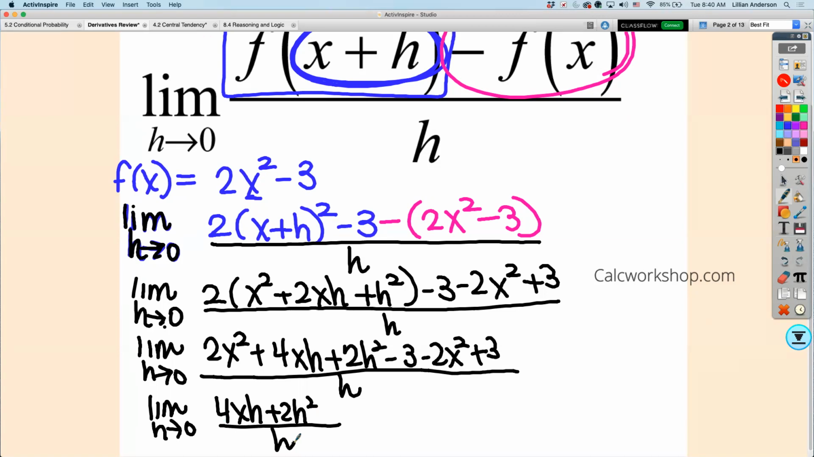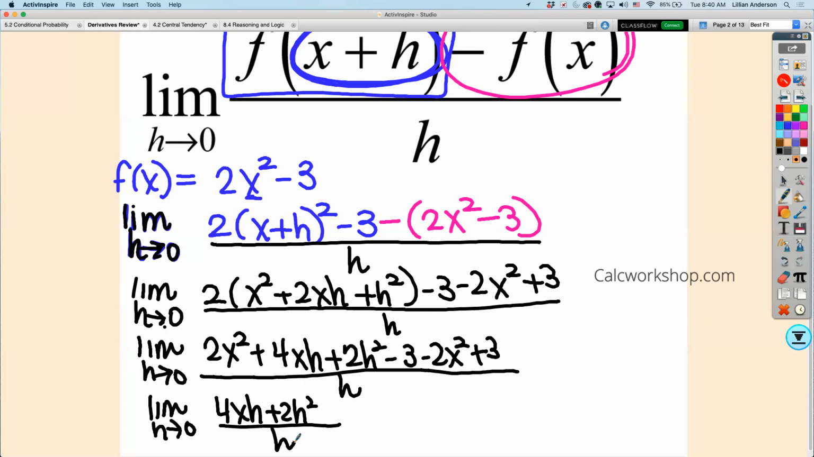Because the 2x squared terms cancel out, the 3's cancel out, and really and truly, when you use the formal definition, all of your non-h terms should cancel out. So all our terms that didn't have an h involved all canceled out, and they should. If they don't, you didn't do something right.